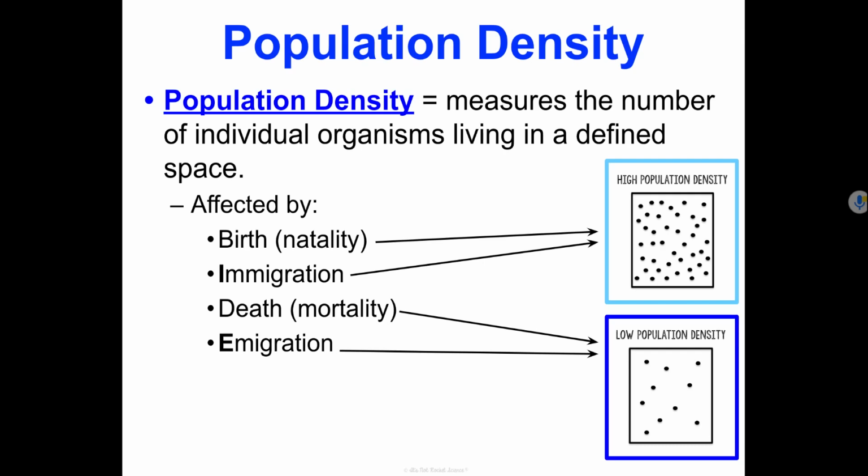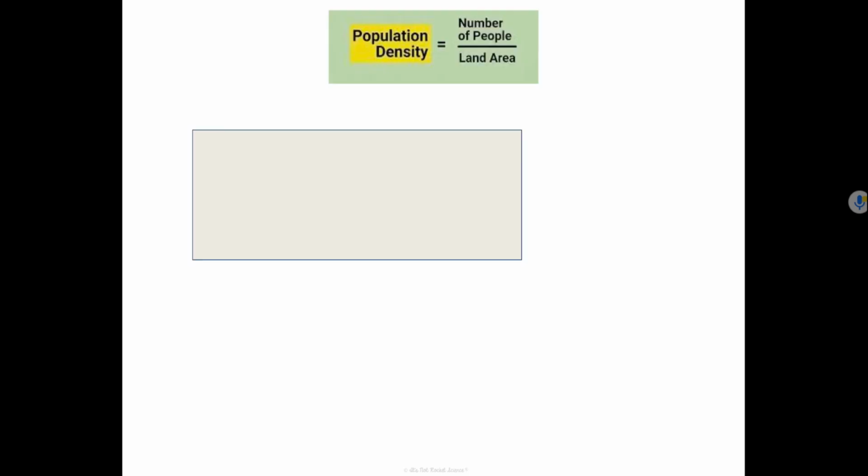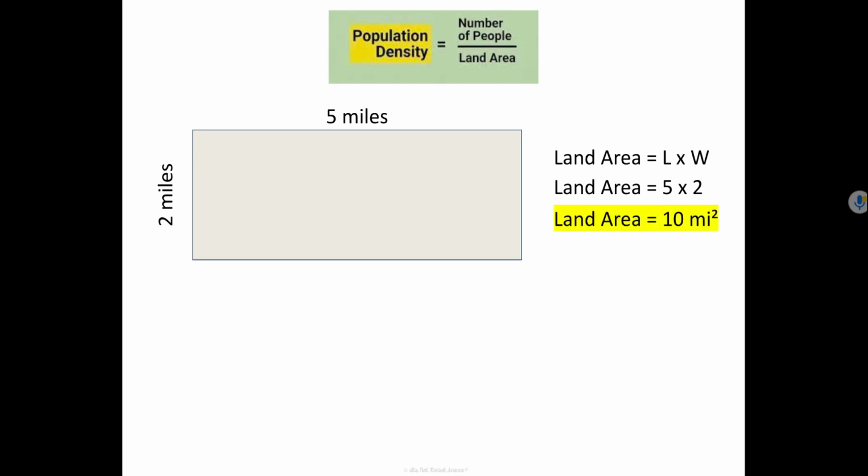Population density is very easy to calculate, so that's what I'm going to show you how to do next. You just take the number of people in a defined space and then divide that by the land area of that space. So for example, I have a box here. Let's say this box represents a piece of land that is 5 miles in length and 2 miles in width. So the first thing I need to do is calculate the land area. The land area is just equal to the length times the width. So that would be 5 times 2, which is 10. So the land area here is 10 square miles.